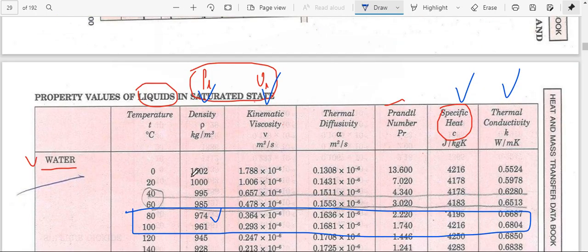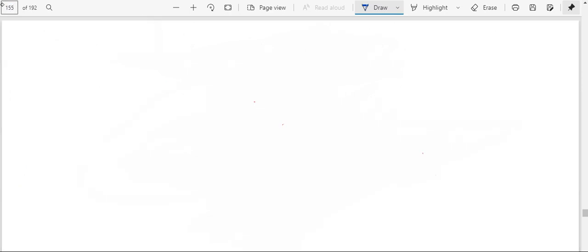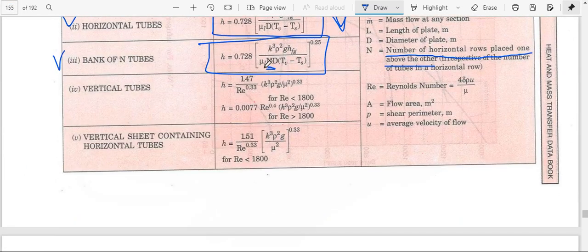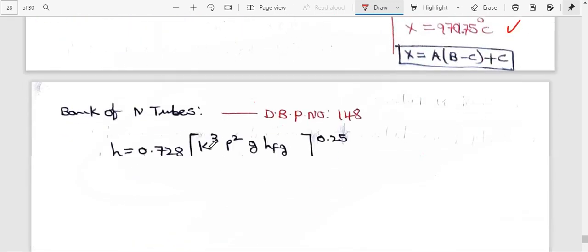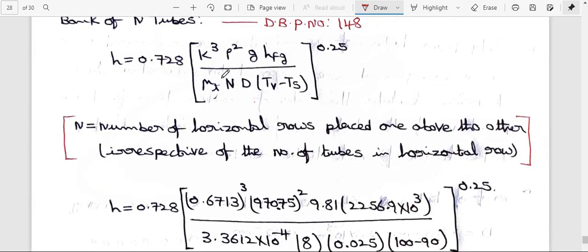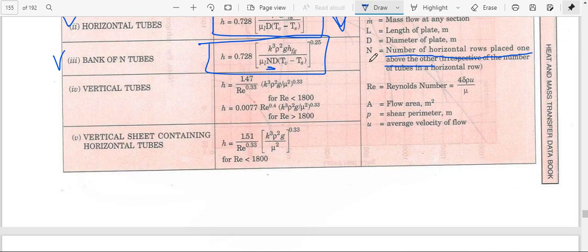We have to substitute all these property values in Bankoff and Tube's formula, H equal to 0.728. Here N is the number of tubes, but do not substitute 64. The data book gives a condition: N is equal to number of horizontal rows.